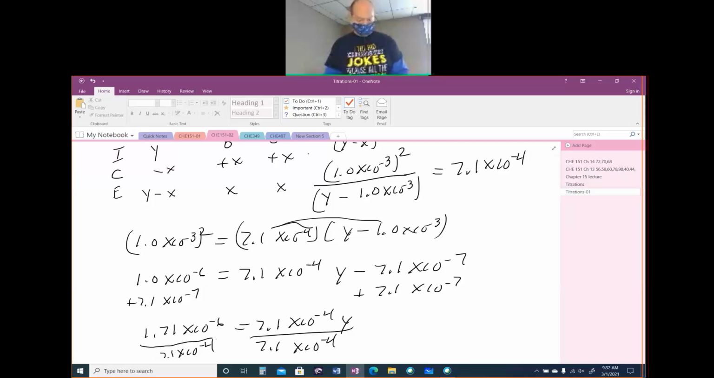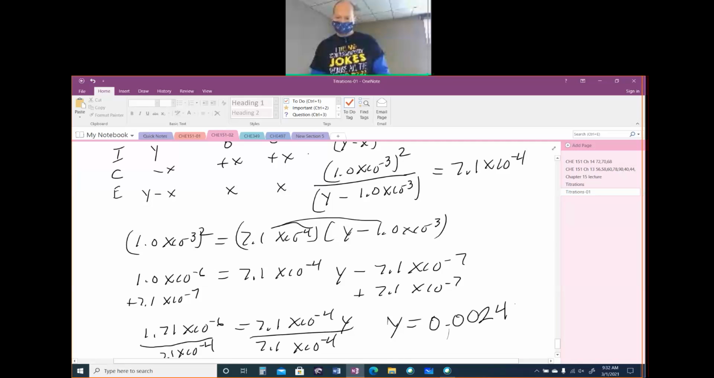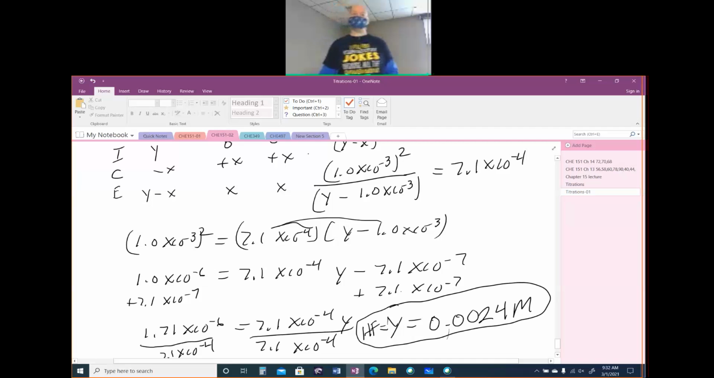And that is 0.0024 molar. So that is equal to my HF concentration. So the initial concentration here is 0.0024 molar. All right, and if you took that divided by your Ka, well, I'll tell you what that number is. Divide that by your 7.1 times 10 to the minus 4, and that is equal to 3.39.